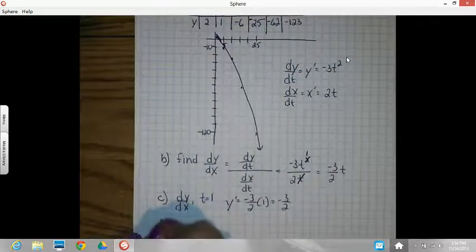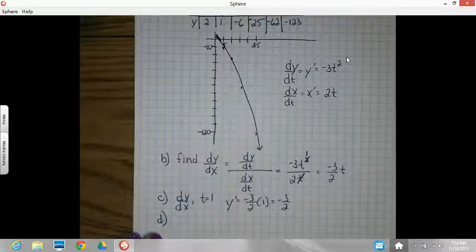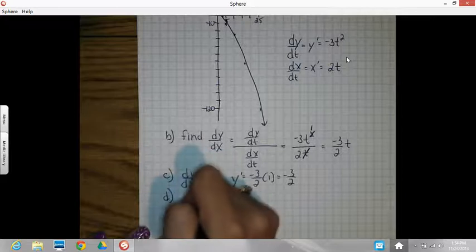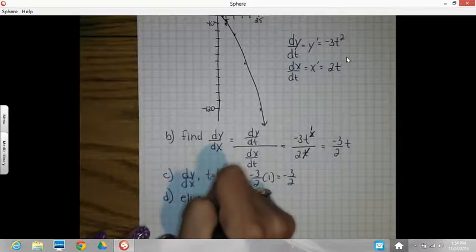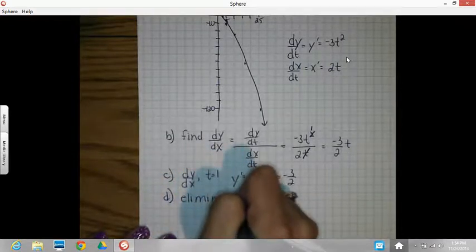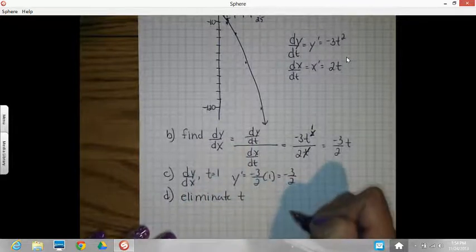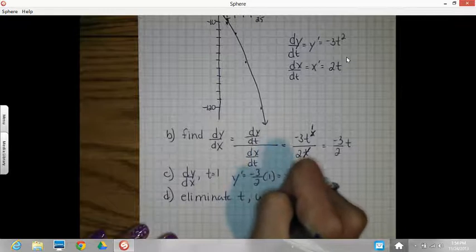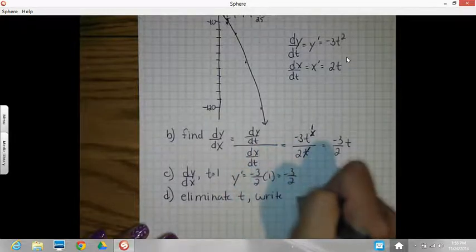Now what I want you to do, we didn't do this in the first one because it was going to be too complicated. I want you to eliminate t from each equation and write y in terms of x.